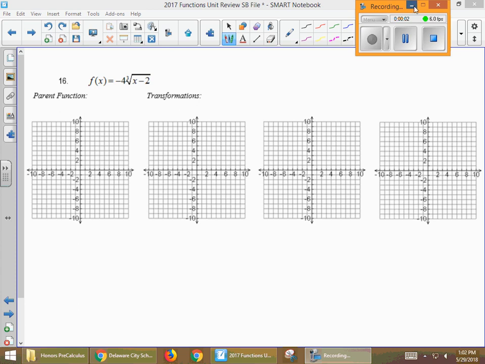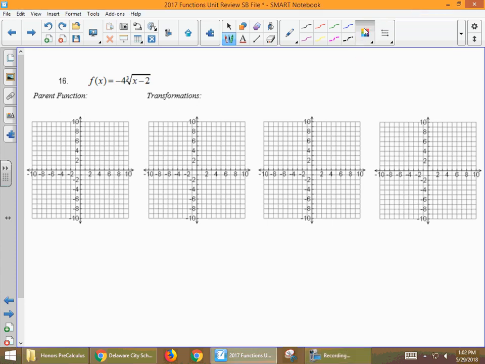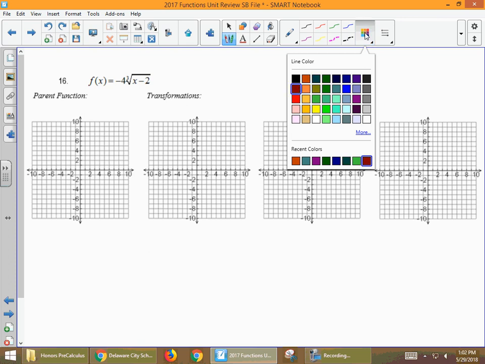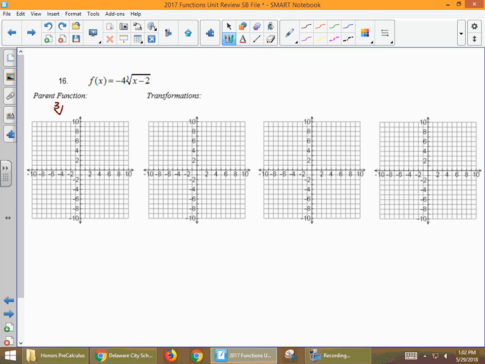Number 16. Our parent function is cube root. We have that negative 4 on the outside, so the negative is a reflection over the x-axis again. The 4 on the outside is a vertical stretch by 4. And minus 2 on the inside tells us to pick it up and move it right 2 units.